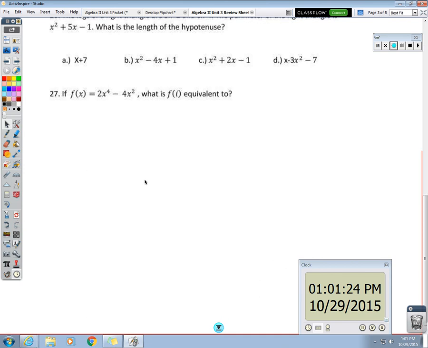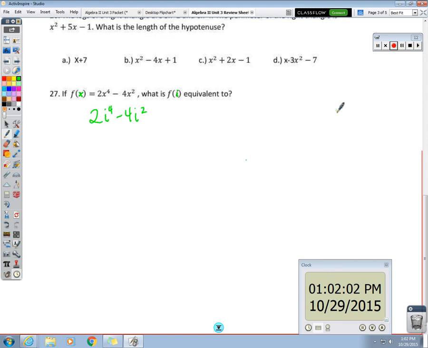If f of x equals 2x to the 4th minus 4x squared, what is f of i equivalent to? So what are they wanting you to do here? Well, see how it was x over here and they're saying find f of i? Didn't they just replace the x with an i? So shouldn't we take these x's and replace them with i's? Okay, but then we have to simplify that. i to the 4th is what? How many i's is that? 4. So it's i times i times i times i.